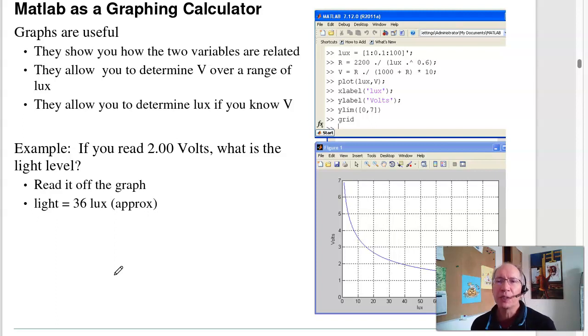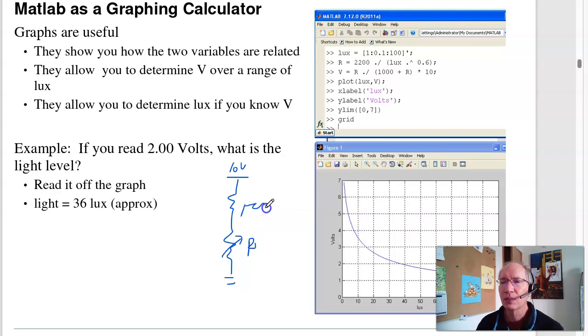Graphs are really useful. They show you how two variables are related. They allow you to determine, in this case, how voltage is related to lux. And if you go backwards, it lets you determine lux in terms of voltage. So again, if I took that voltage divider, this is how a light sensor actually works. I have a known resistor, I have a light-sensitive resistor, and I measure voltage. Voltage is one of the few things you can actually measure.